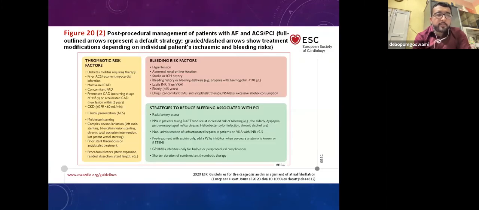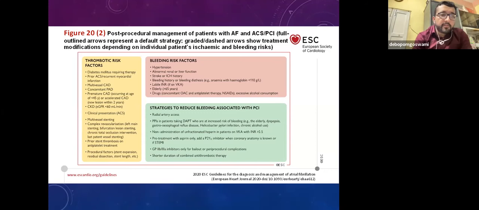Now coming to the European perspective, the post-procedural management of patients with AF and ACS. Now these are the documented thrombotic risk factors: diabetes mellitus requiring therapy, prior ACS or recurrent myocardial infarction, multivessel coronary artery disease, concomitant peripheral arterial disease, premature coronary artery disease, clinical presentation of ACS, multivessel stenting, complex revascularization like left main stenting, bifurcation stenting, prior stent thrombosis, or procedural factors like stent expansion, residual dissection, and stent length. So these are important thrombotic risk factors.